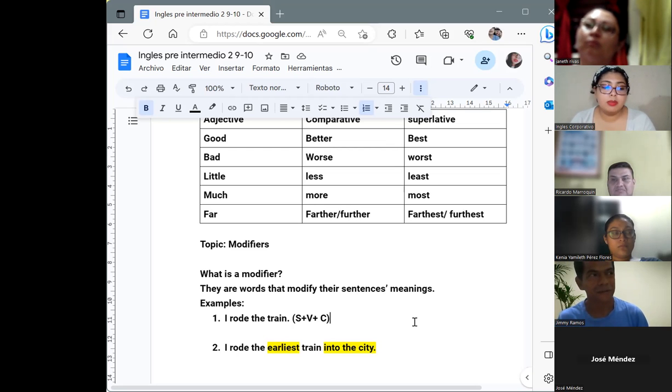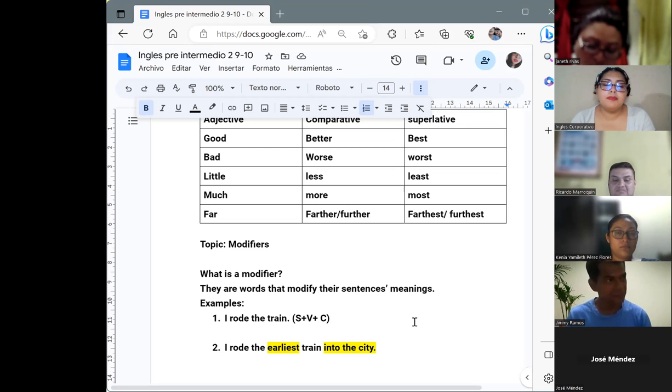Ahora, ya decíamos, tenemos dos tipos. Una es un modifier, que es una palabra sola, y la otra es un modifier phrase, que es una frase que funciona como un modificador. Sucede lo mismo con las adjective phrases o las noun phrases, que puede ser una frase de tres palabras, pero que funcionan como un adjetivo o un nombre. Ahora, vamos a ver algunos ejemplos de estos modifiers, but we are going to begin with single modifiers. Vamos a empezar con algunos que son solo una sola palabra.